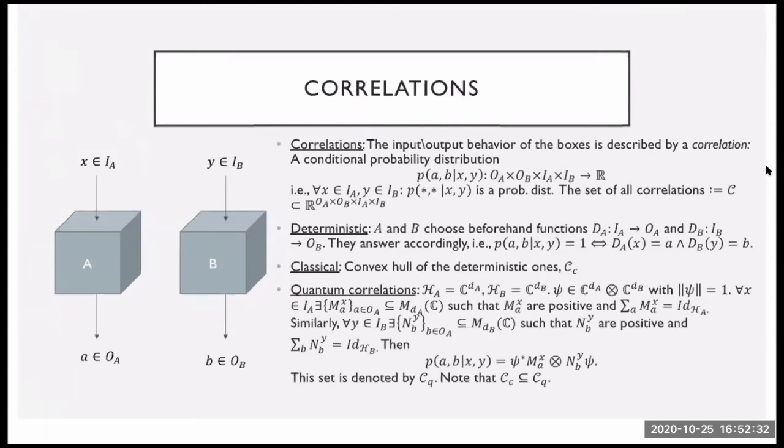For every X and Y, pick a distribution over A's and B's. No, this is too large. For any X, A needs to decide. Well, we need to think about it for a moment. What you just said is all correlations. Okay, sorry.